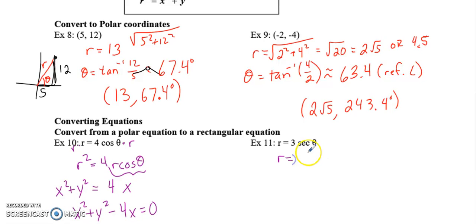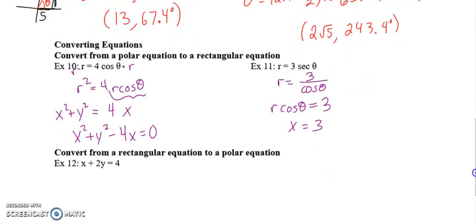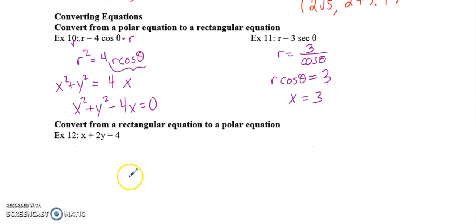Right, nothing with secant. So what's secant? Oh, wait. Multiply both sides by cosine. What do we know about that? Again, match from above. Ta-da! That's a vertical line. That's a vertical line at 3. If we would draw that, graph that, we would get that vertical line.